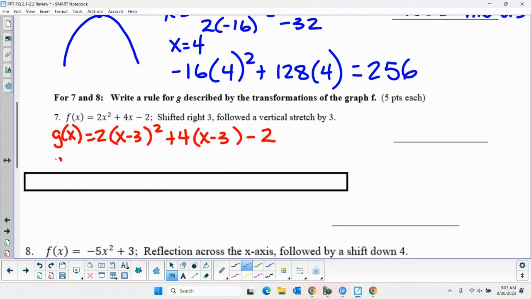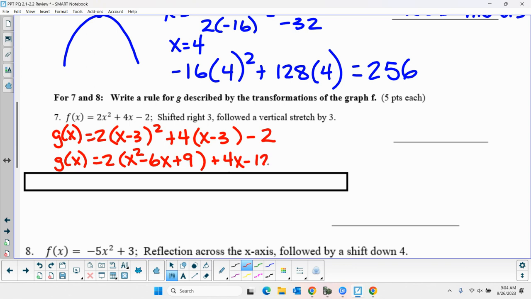So here's how you do that. You can't distribute the 2 yet. You have to square first. The way to do that is you square the x, which is x squared. You multiply x times negative 3, which is negative 3x, times 2. It's always times 2. What's negative 3x times 2? And then you square the 3. Actually, it's negative 3 times negative 3, still positive 9.